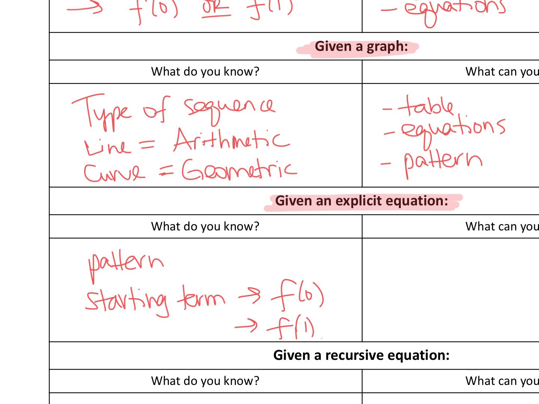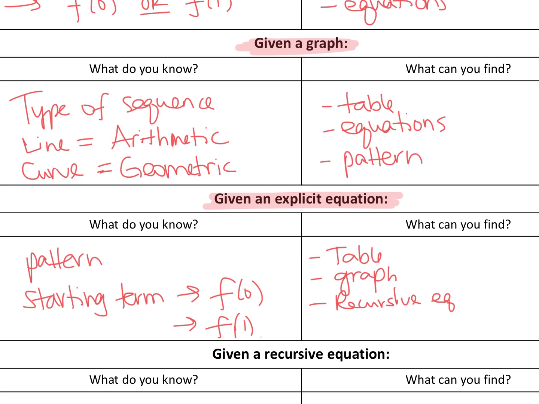All right. What can you find given an explicit equation? You can find a table. You can use your table to graph it. You can find the recursive equation. Okay, and pretty much everything else.